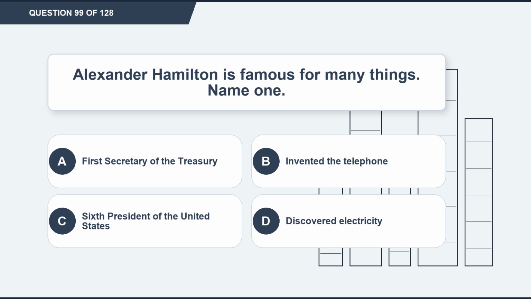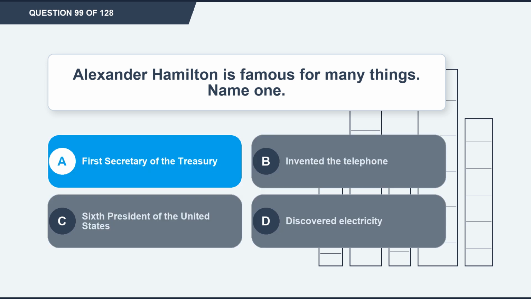Question 99. Alexander Hamilton is famous for many things. Name one. Option A, First Secretary of the Treasury. Option B, invented the telephone. Option C, 6th President of the United States. Option D, discovered electricity. The correct answer is option A, First Secretary of the Treasury. Explanation.